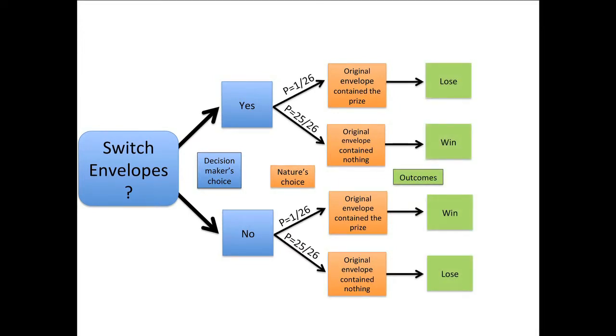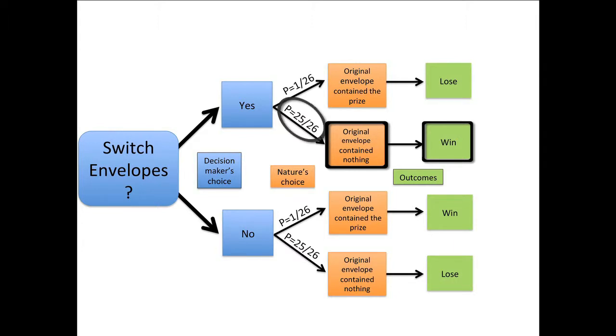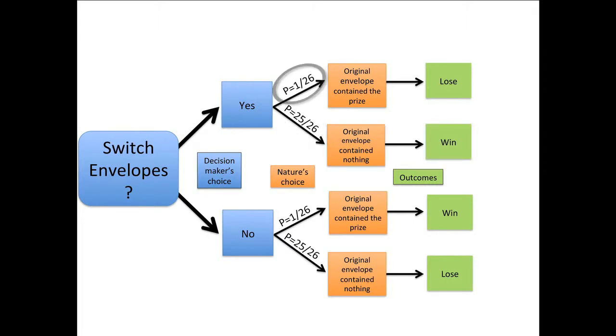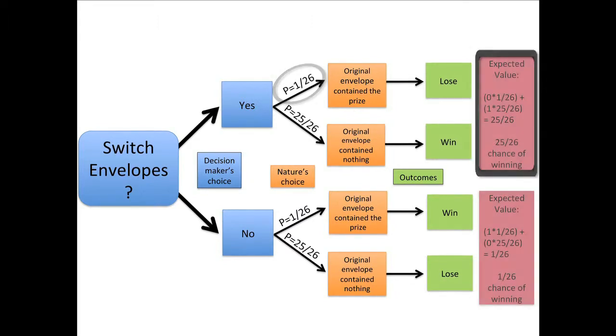Now we write down the outcomes for each of these 4 scenarios. Switching and initially picking the prize, switching and picking an empty envelope, not switching and picking the prize, and not switching and picking an empty envelope. From this, we see that if you switch, you will win when you initially picked nothing. We can calculate the expected value and see that it is 25/26ths. On the other hand, if you don't switch, we calculate the expected value and find that it is 1/26th. Therefore, switching will win you the prize 25 out of 26 times, approximately.